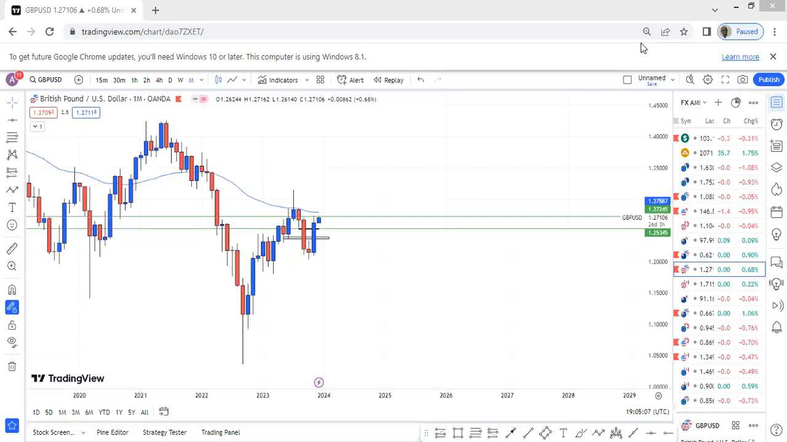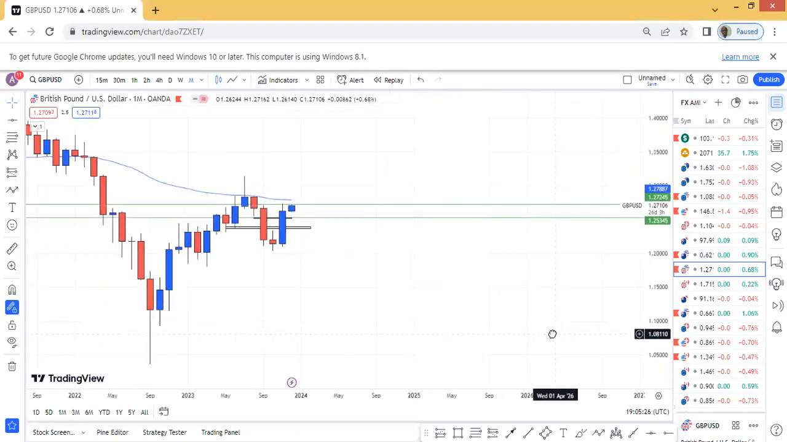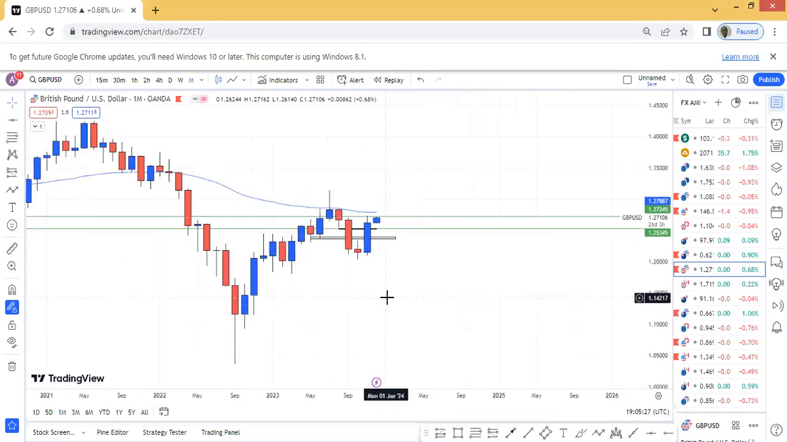At least it will help you to give you some idea as to how to trade the market. On our screen is GBP USD, and this is the monthly chart. Let me zoom out, sorry, so that we can see it well.